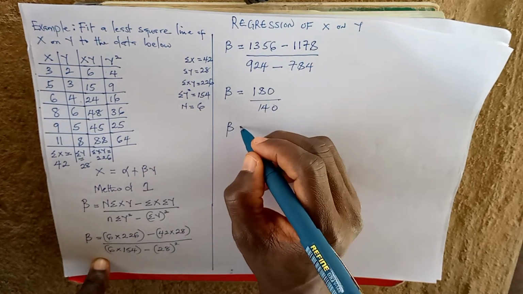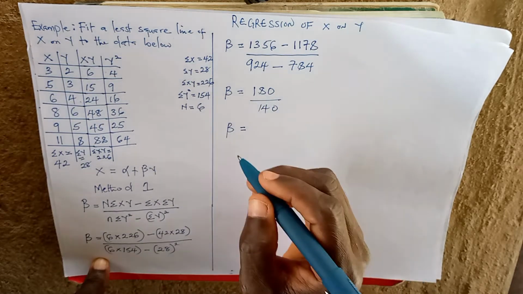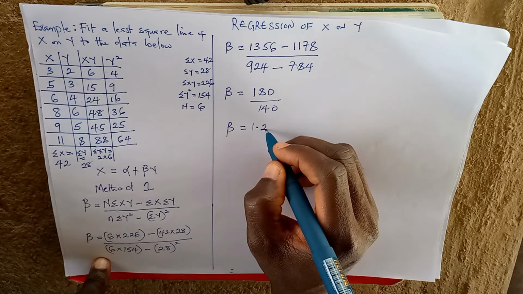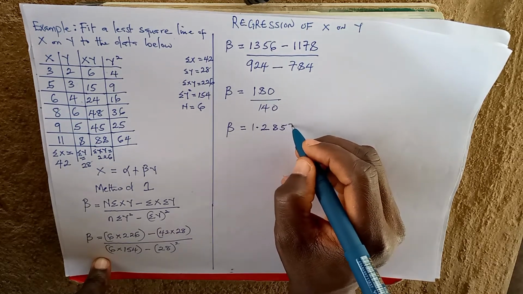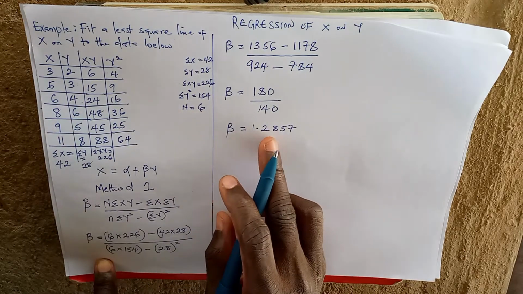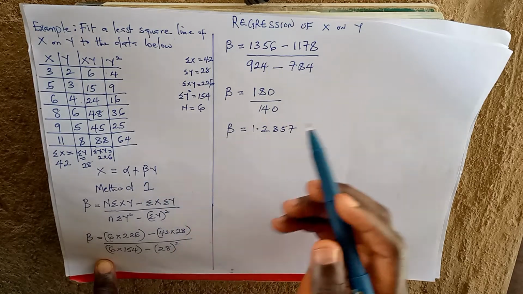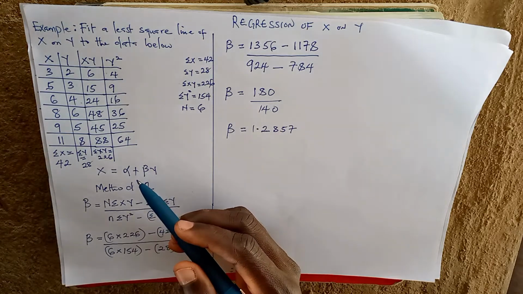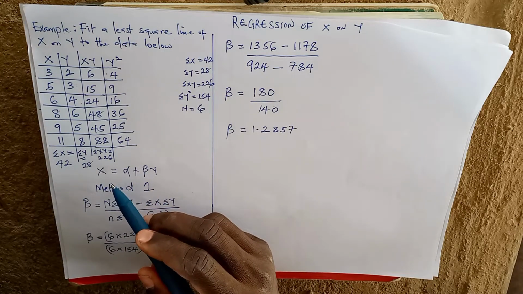Therefore, our beta equals 180 divided by 140. That will give us 1.2857. So that is the slope of this model. Now we need a constant, which is the alpha. We're going to use two different methods to find our constant alpha.